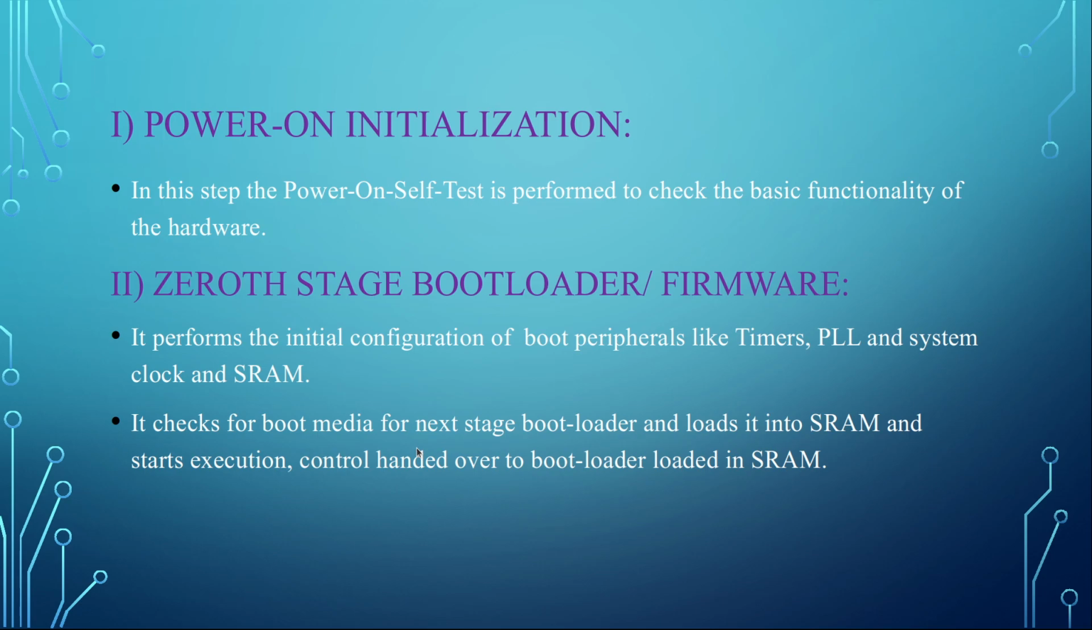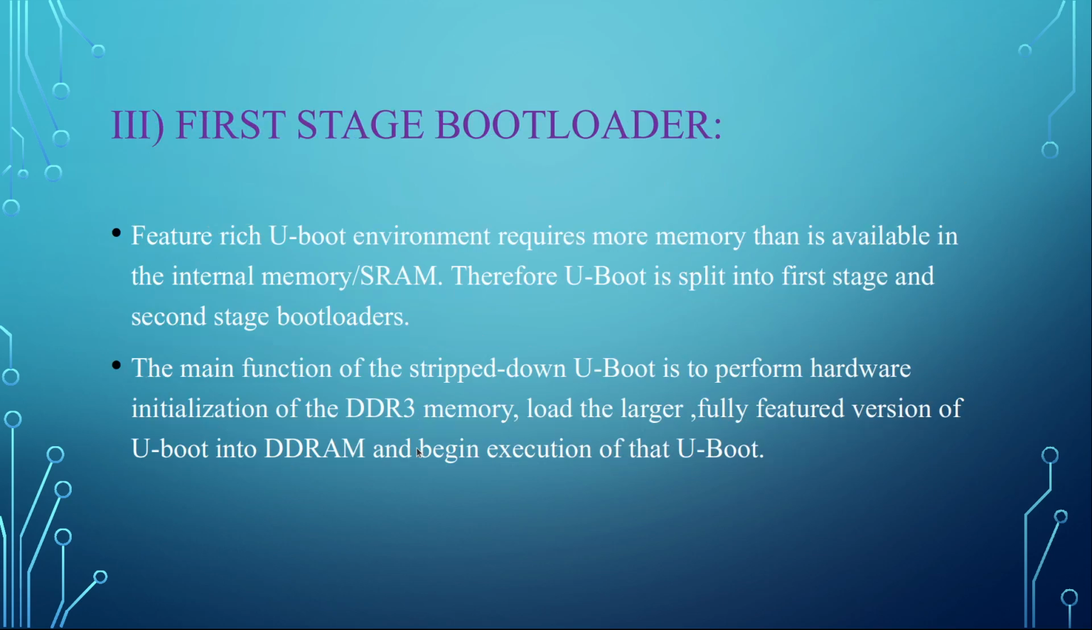So this code will search the memory card or USB device which we connected as a boot device to the system. It will check for the next stage bootloader, and if it is found, the zeroth stage bootloader will load that into the SRAM and start execution. Now the control is handed over to the bootloader, which is loaded in SRAM. So now after the zeroth stage bootloader, the control is handed over to the first stage bootloader.